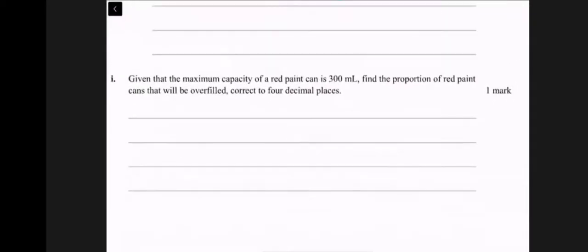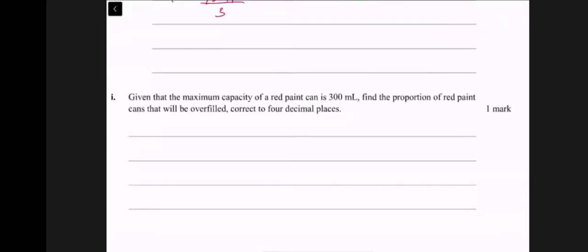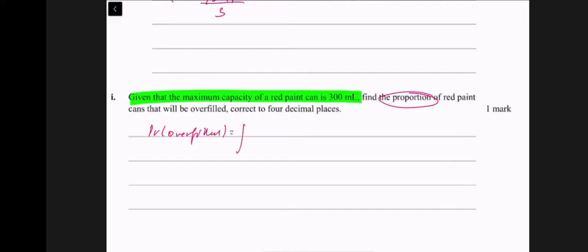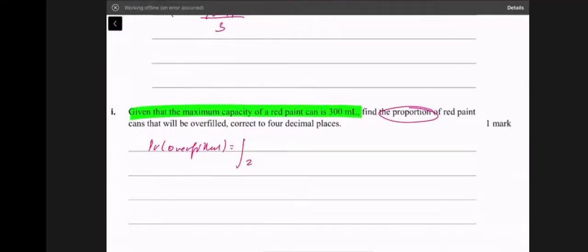So given the maximum capacity is 300, find the proportion of cans that will be overfilled. So proportion, again, don't be tricked into thinking it's sampling. It's not, it's just asking for the probability. So the probability overfilled is 300 to 310 FRDR.